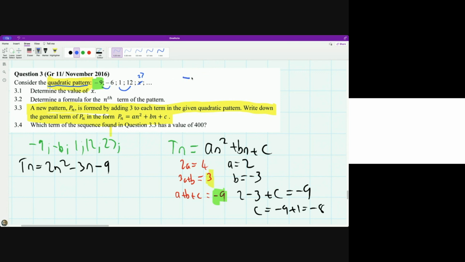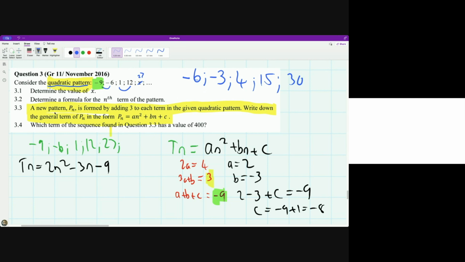If I add 3, this should be minus 6. This should be minus 3. This should be 4. This should be 15. And this would be 30. Everyone, thumbs up if you understand how I got a new pattern, Pn, is formed by doing that. Now, I'm still not sure exactly what's going on, but okay, maybe I lost you. Some of you are lost.